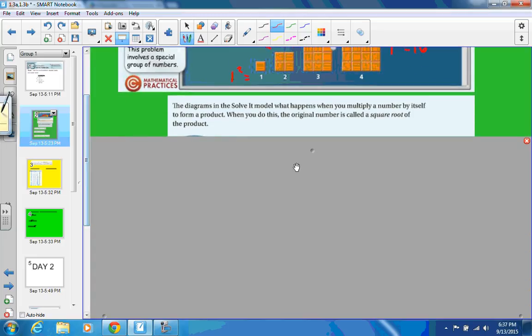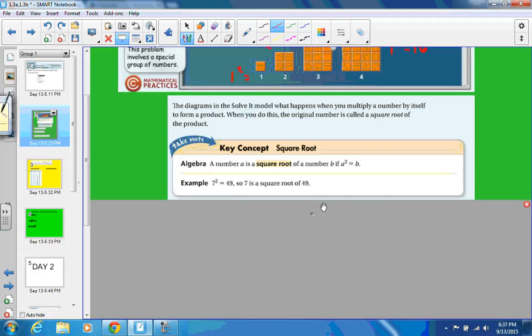So let's explain that a little bit further here. A number A, that's just a variable. When I say a number A, that's just any number. We don't know what it is right now. We're just saying any number, but we're using the variable A. It is the square root of a number B, so there's another variable, if A squared equals B. So let's look at an example. What does that actually mean? It's kind of confusing to me. Might be confusing to you as well.